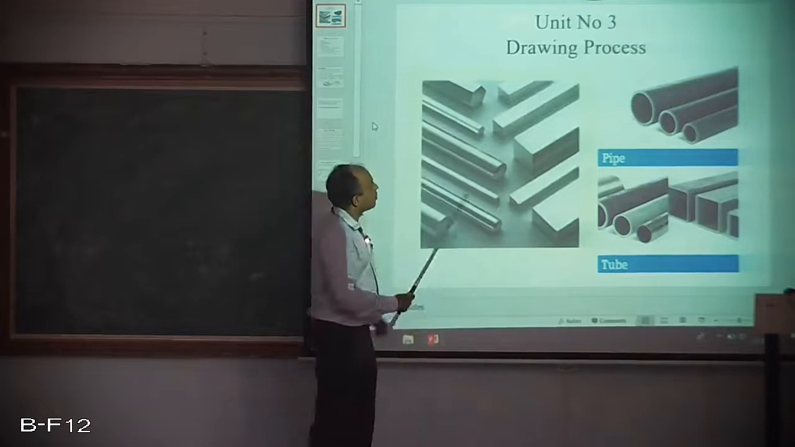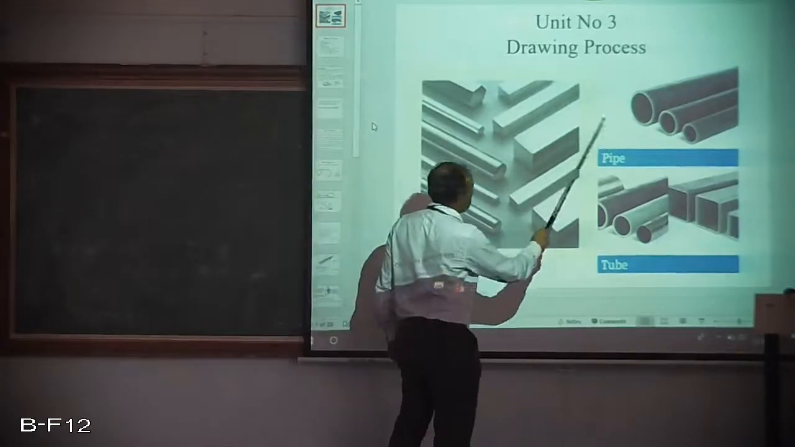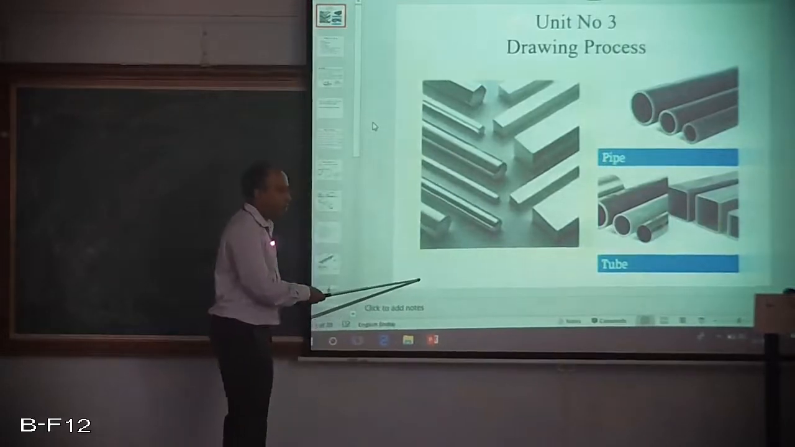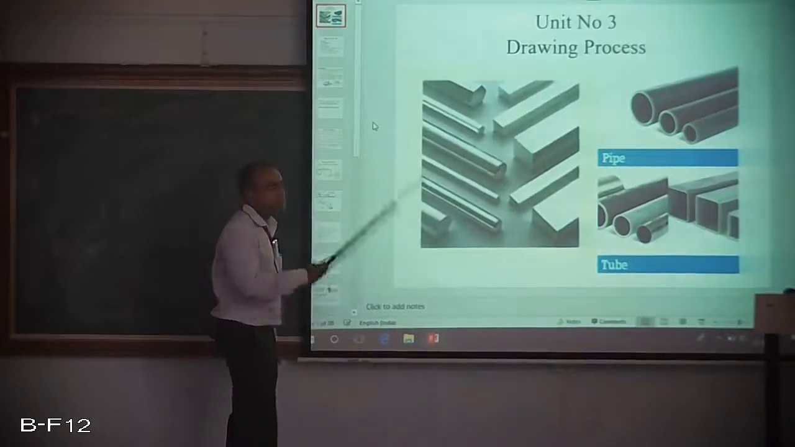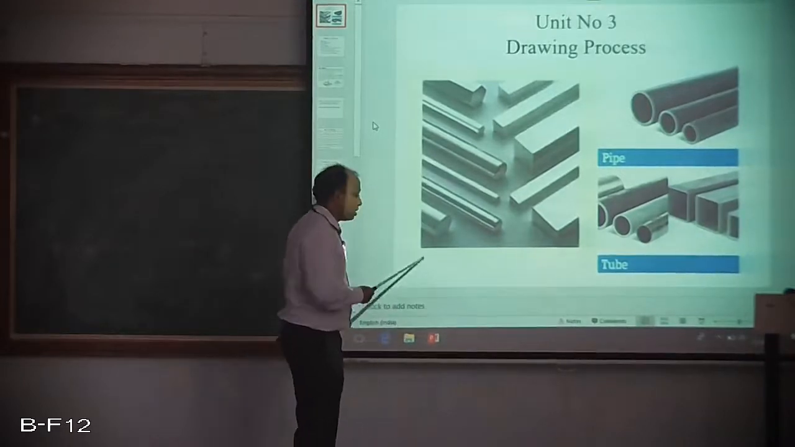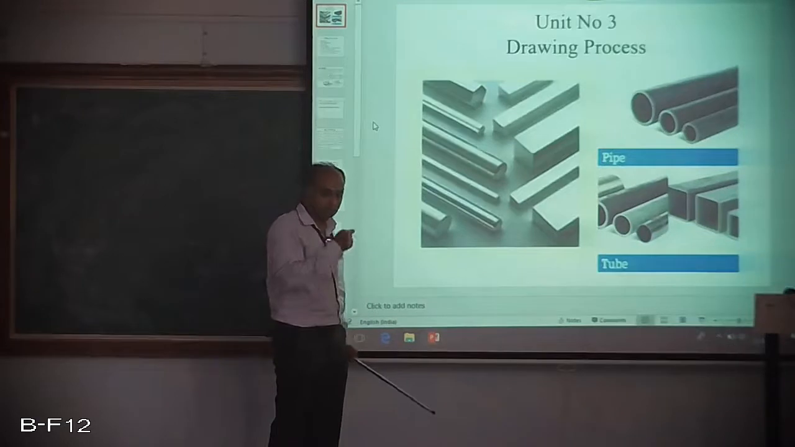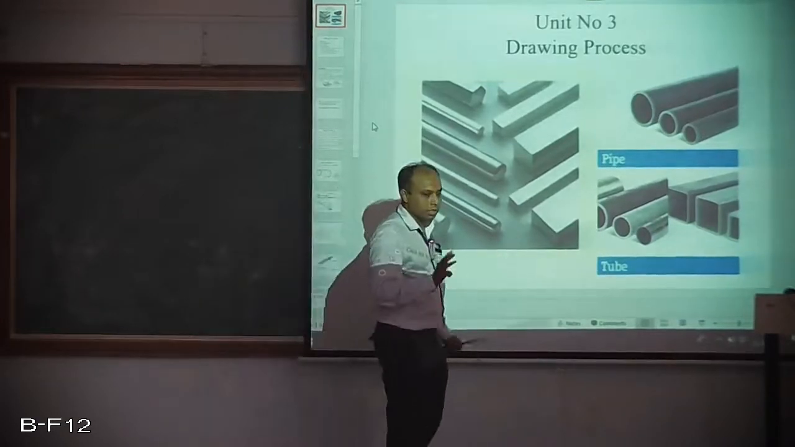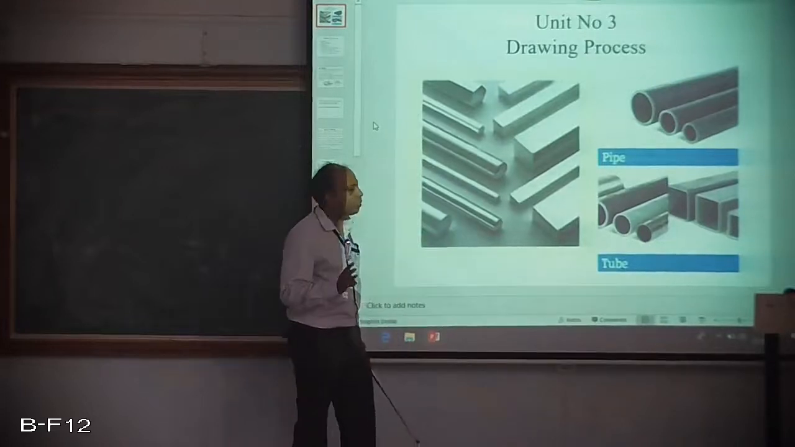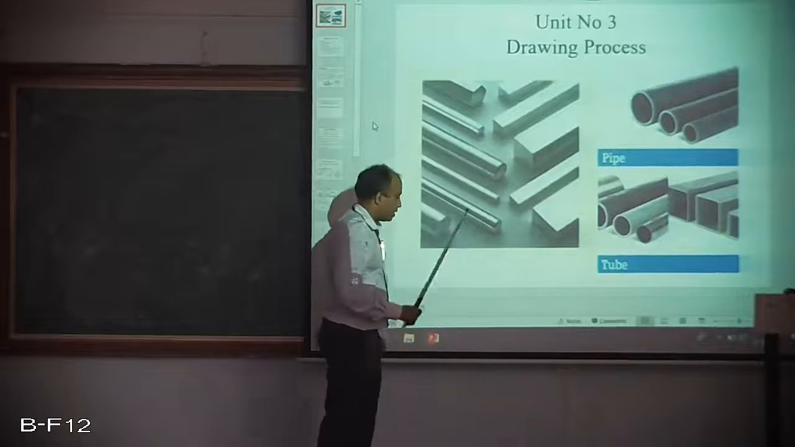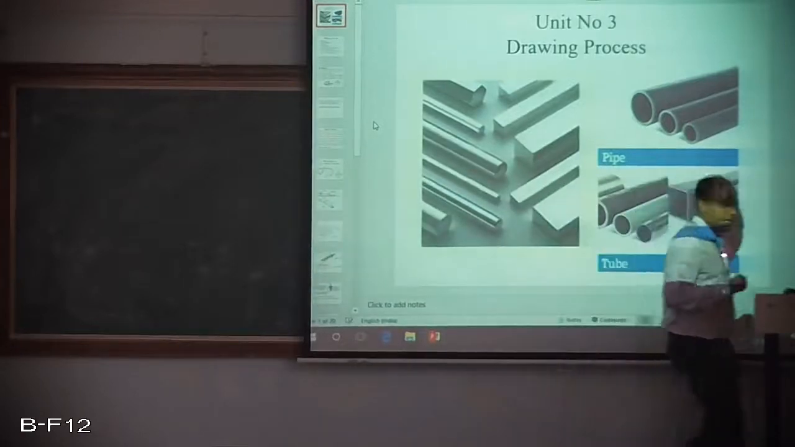Similarly, apart from rods, bars, tubes and pipes, there is another type of product that can be made from drawing, which is wires. Wires for electrical purposes, wire for meshing. Even in your guitars, the fine wires used are made from the drawing operation. So three important products are made from drawing operations: rods, bars, pipes, tubes and wires. So it has widespread application.